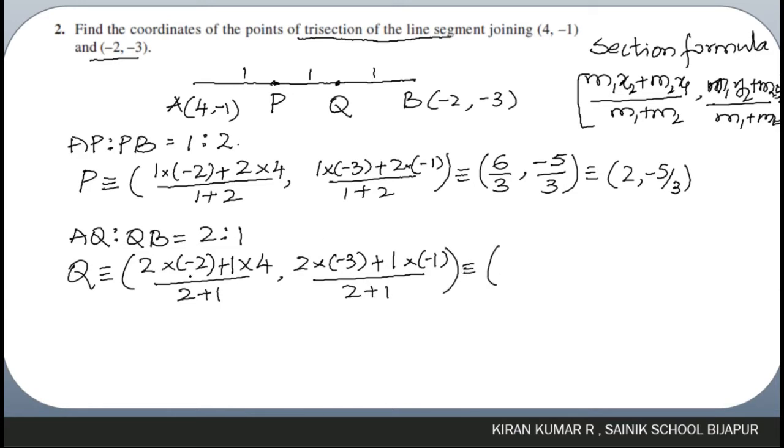2 into minus 2 is negative 4, added to positive 4 becomes 0, so it is 0 upon 3, comma, this becomes minus 6 and there's one more minus 1. Sum becomes negative 7 upon 3. So the coordinates of Q will be 0, negative 7 upon 3. This is how we can find the coordinates of points making trisection of a given line segment.